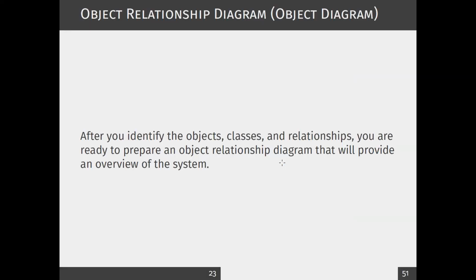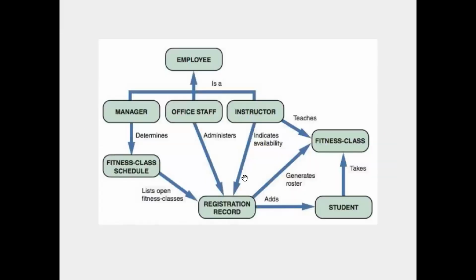Now, when it comes to object-oriented modeling, we talk about a set of diagrams. And the very first one we started with was what we call the object relationship diagram. This shows you a set of objects and their relationships. So this gives you the big picture, an overview of the system. Now here is an example.